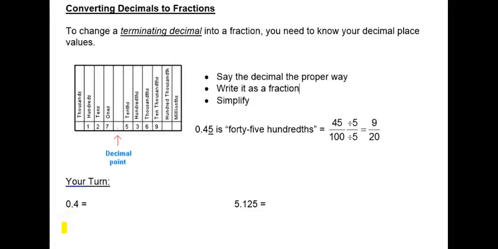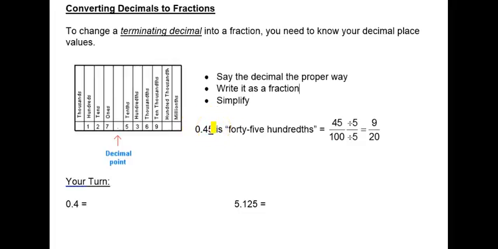In this last section of our notes, I'm going to show you how to change a decimal to a fraction. Remember, one of our I can statements is that I can identify terminating and repeating decimals as rational numbers. So a rational number is a number that can be written as a fraction. We're going to be changing these terminating and repeating decimals into fractions.